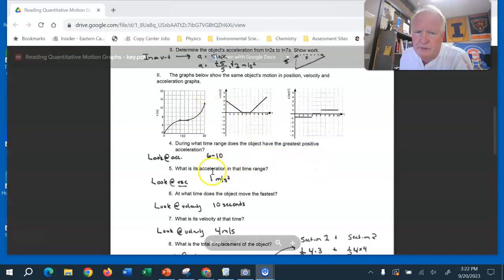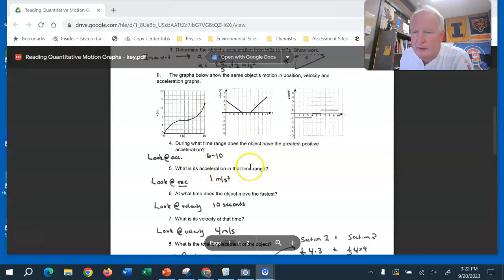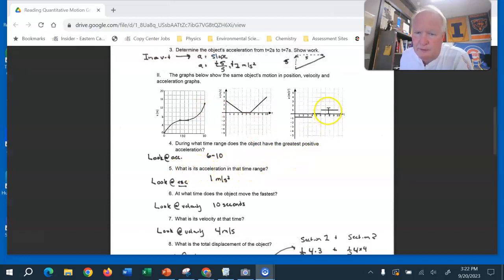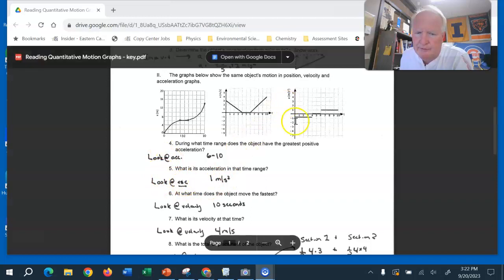All right, so the second question is, what is the acceleration in that time range? So right there, 1 meter per second squared. We're just going to look at the acceleration graph.